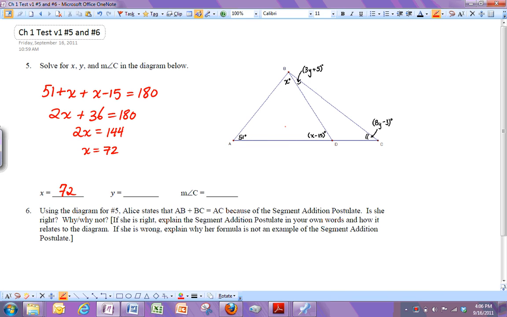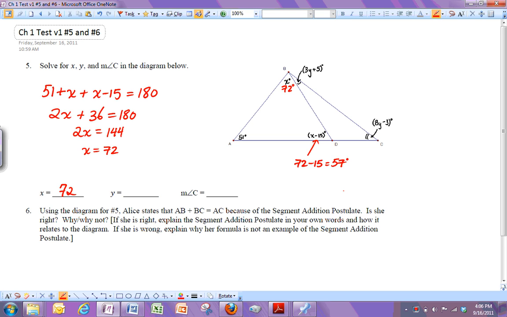Okay, if x is 72, then I know this angle has to be 72 degrees. And I know this angle right there is going to be 72 minus 15. Well, 72 minus 15 is 57. That angle's 57.